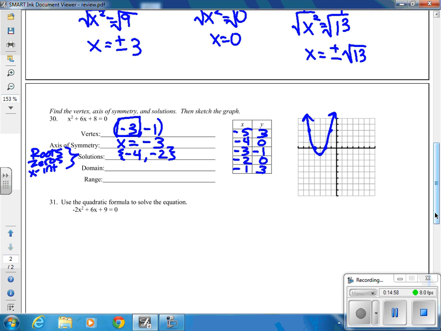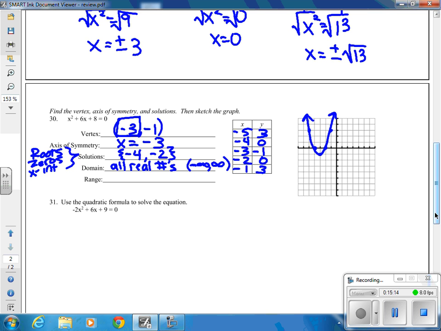The domain for every parabola that is a function is always going to be all real numbers. Okay, and I will accept the interval notation for that, which would be negative infinity to positive infinity, if that's what you prefer. Right, so do have one or the other. You do not need to give me both, though.